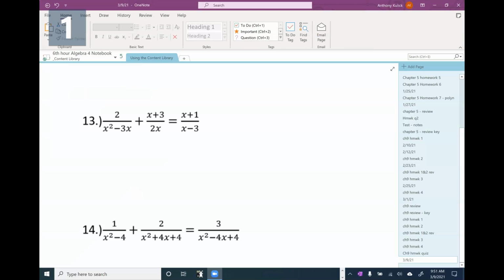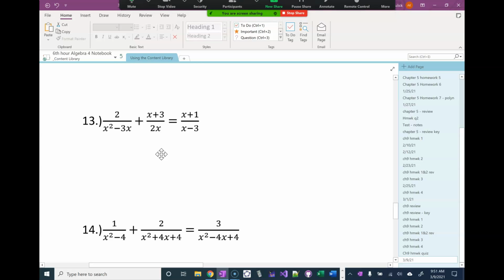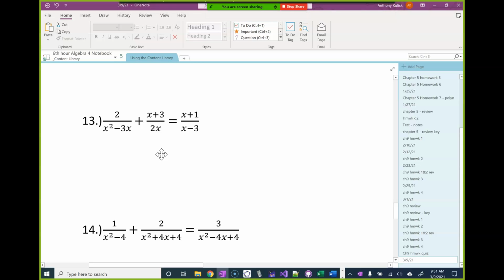The first thing that I'd want to do is notice that this is not a proportion because I have two things being added on one side. So that tells me right away it's not a proportion. So the technique I'm going to use to solve this one is the clearing fractions technique.